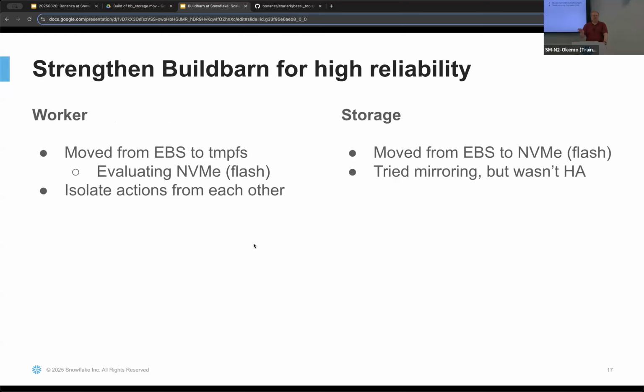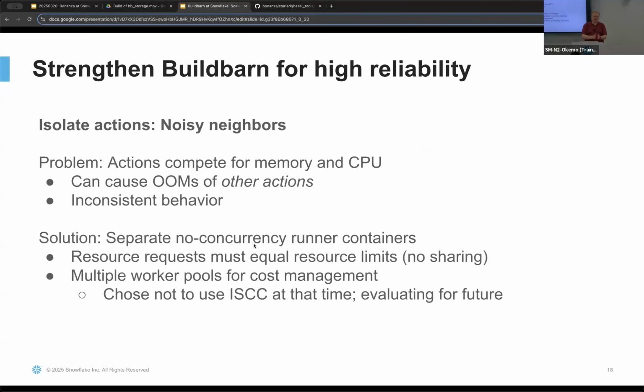So I want to talk about two different tranches here, worker reliability and storage reliability. On the worker, I'm going to talk about our experience moving from EBS, Elastic Block Store, for our storage, to TempFS. Yes, both of those are ridiculous, but I want to talk about it. And we're evaluating Flash for the worker local storage and also action isolation. On the storage side, I'll talk about, again, EBS moving to local Flash and how we had some challenges with the mirroring configuration. So let's start with the workers.